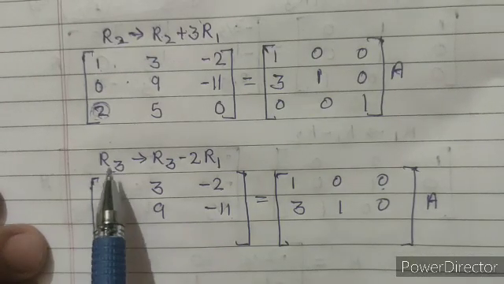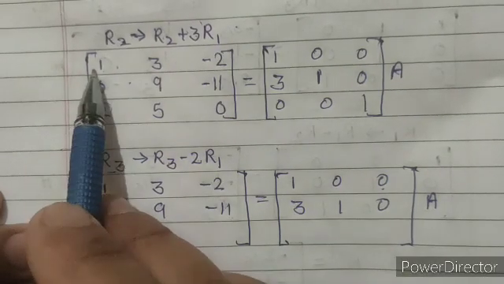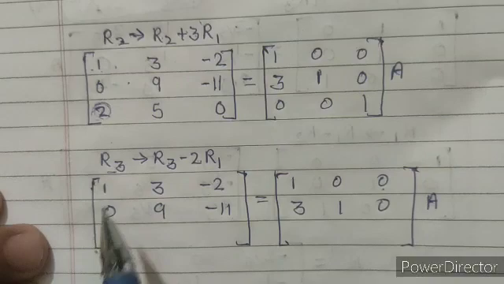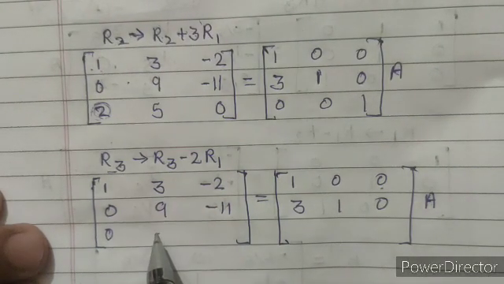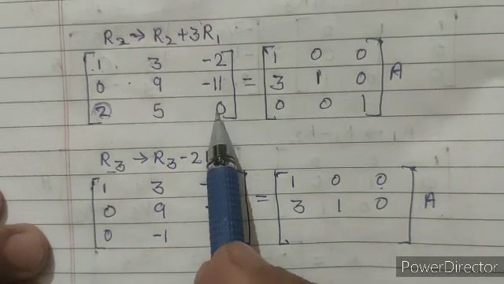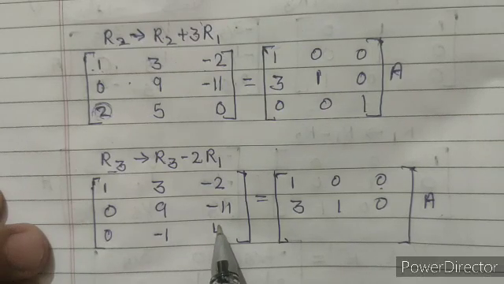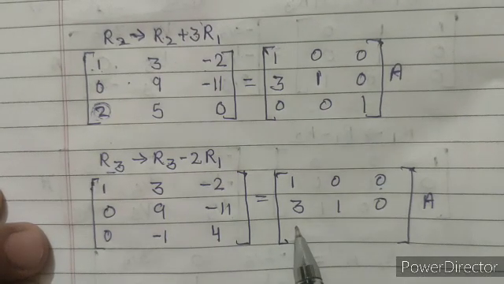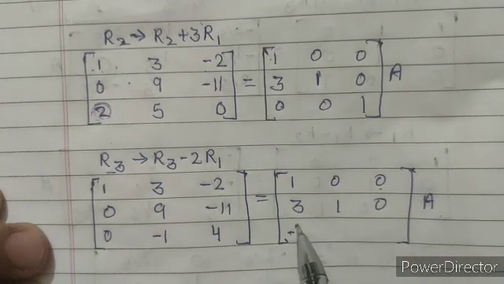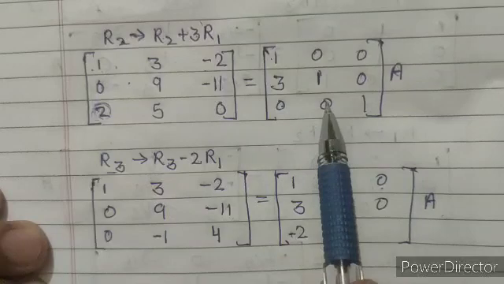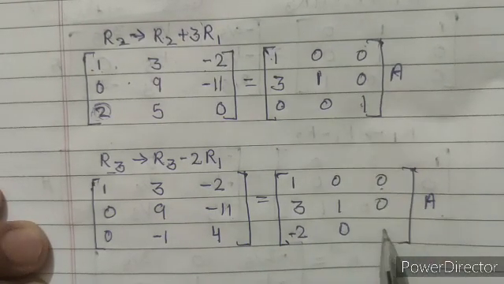Now on left hand side, row 3 is equal to row 3 minus 2 row 1. So 2 minus 2 into 1 will give us 0. 5 minus 2 into 3 will give us minus 1, and 0 minus 2 into minus 2 will give us 4. Now here on the right hand side, 0 minus 2 into 1 will be equal to minus 2. Now 0 minus 2 into 0 will be 0, and 1 minus 2 into 0 will be 1.